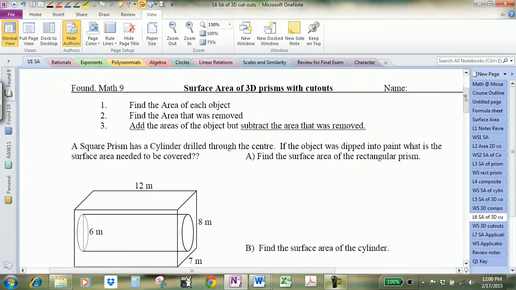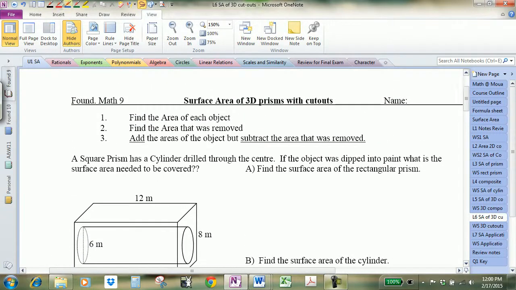Okay, so today we're looking at surface area of cutouts. We're going to keep it very similar to yesterday. You're going to find the area of the objects as if they're separate. Then you're going to find the area that's removed, the cutout. You'll add the areas of the two objects, then subtract what was removed.